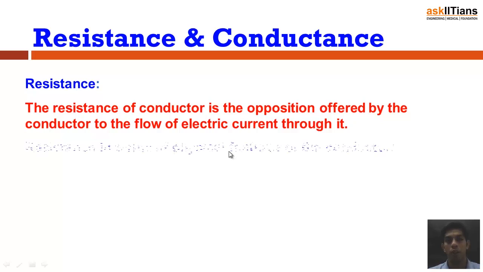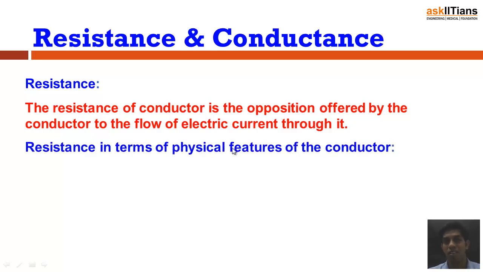Now what we will do is try to find this resistance in terms of the physical features of the conductor, that is the physical parameters, being its length, area, number density and various other parameters. We know that we have established a relationship between the current and the drift velocity, which is given as I equals n e A Vd, Vd being the drift velocity. We have also established the value of Vd in terms of electric field and relaxation time.